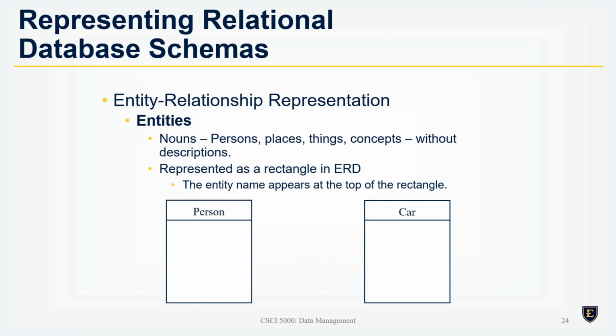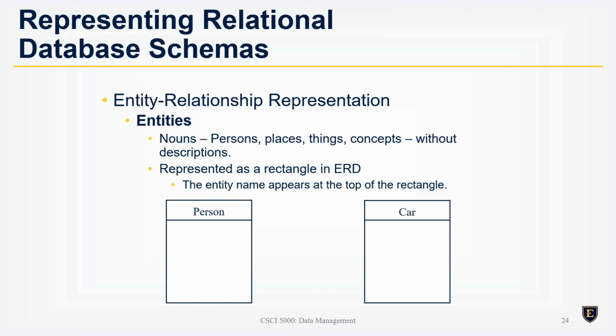So let's look a little more closely at this. Entities are nouns. They are representatives of people, places, things, and concepts without description. So the name itself should be descriptive for what it represents. So a person, a car. They're pretty representative words of what types of data will be stored in the database about them.